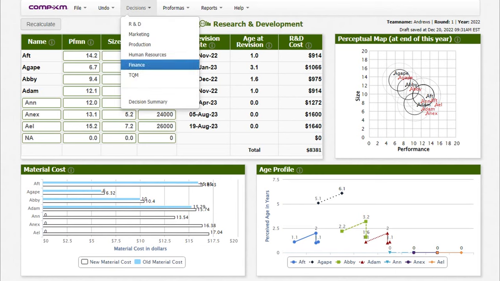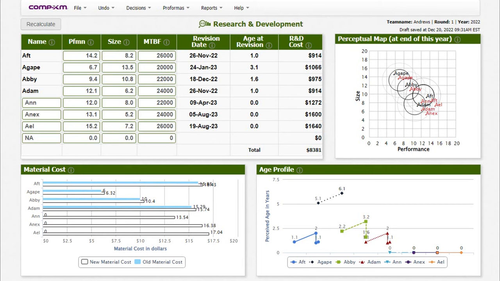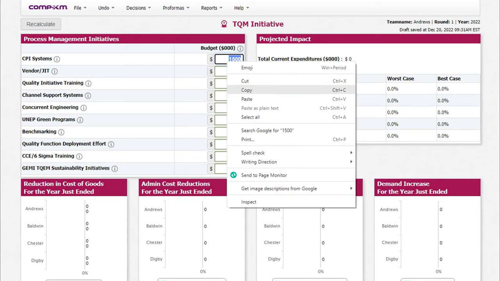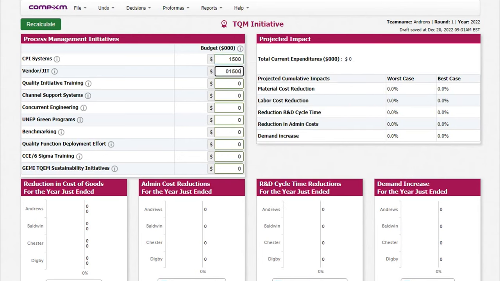Compxm round 1 2023, we can go ahead and start making decisions for our next segment. We can go straight to TQM. I find it very easy and quite better if you make TQM your second decision-making section, because it will really help us to understand the positioning and also when our product will come out, because something like concurrent engineering and quality function deployment are known to reduce the R&D cycle time.